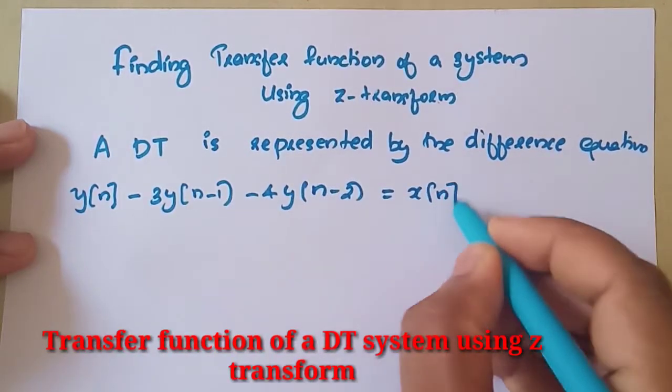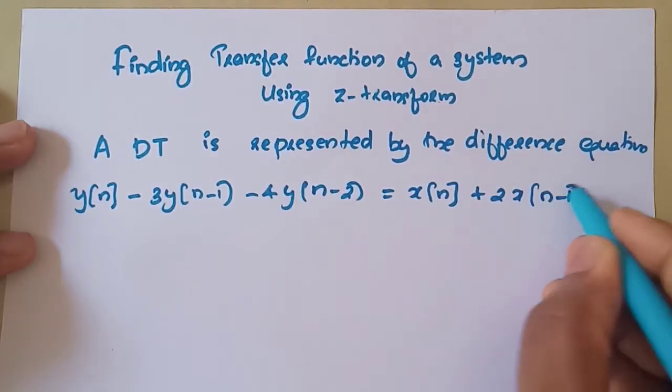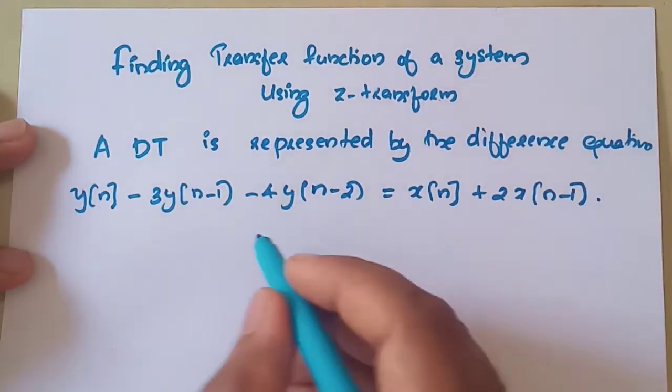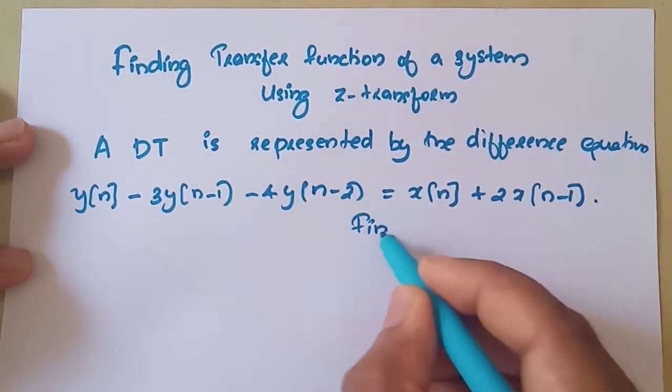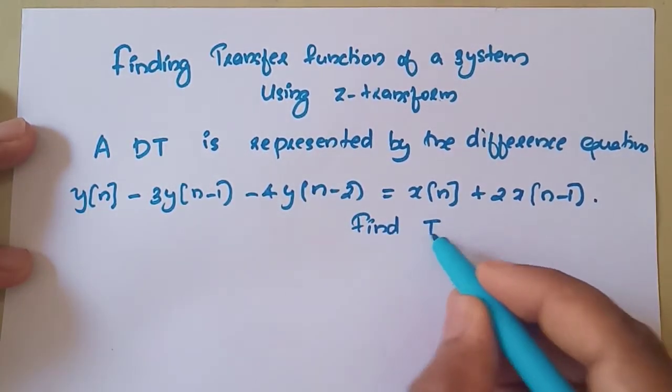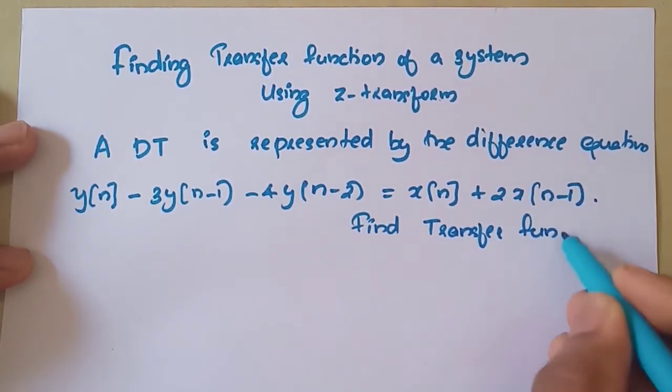Hi all, in this video lecture we will be discussing how to find the transfer function of a DT system using Z transform. Let us consider a DT system whose difference equation is given. We need to find the transfer function or system function of the DT system.